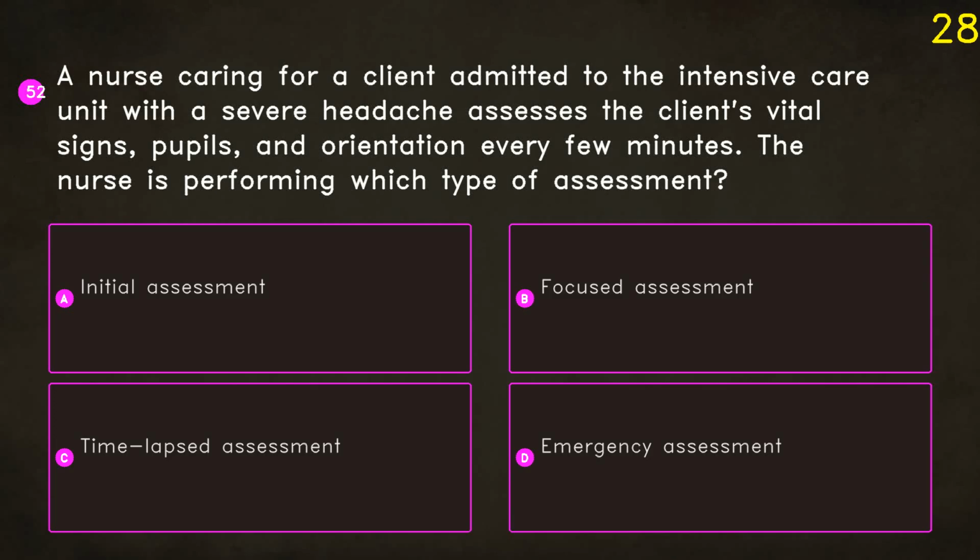Question 52. A nurse caring for a client admitted to the intensive care unit with a severe headache assesses the client's vital signs, pupils, and orientation every few minutes. The nurse is performing which type of assessment? A. The initial assessment. B. Focused assessment. C. Time-lapsed assessment. D. The emergency assessment.